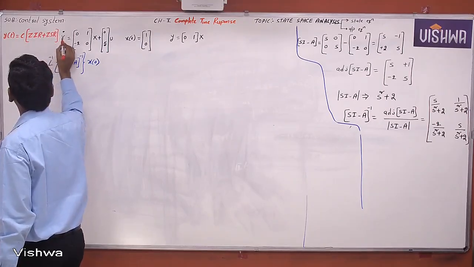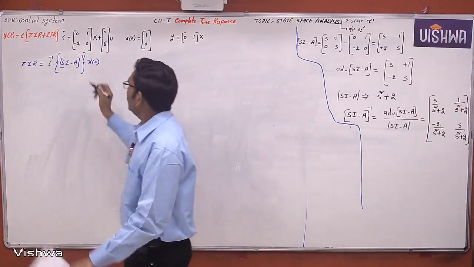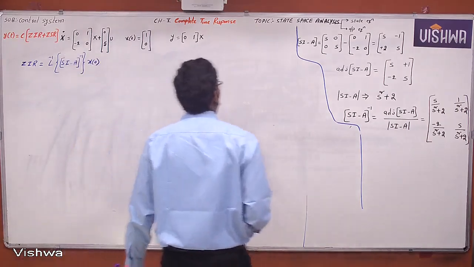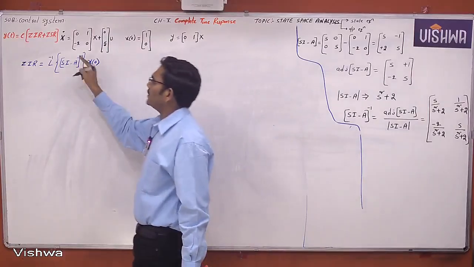Then we will solve one by one. First we will see the zero input response, and next we will see the zero state response. Now, what is the zero input response? The zero input response is (sI minus A) inverse into x of 0.